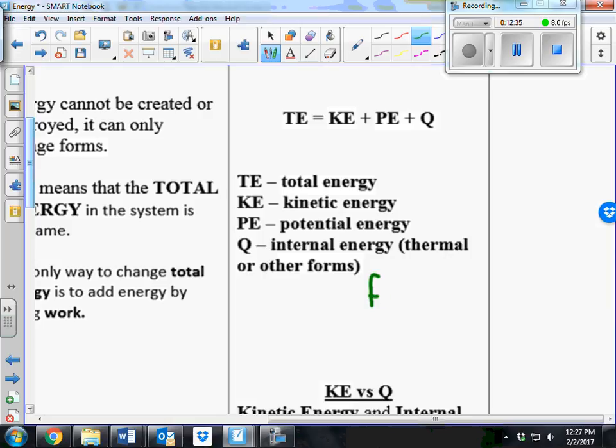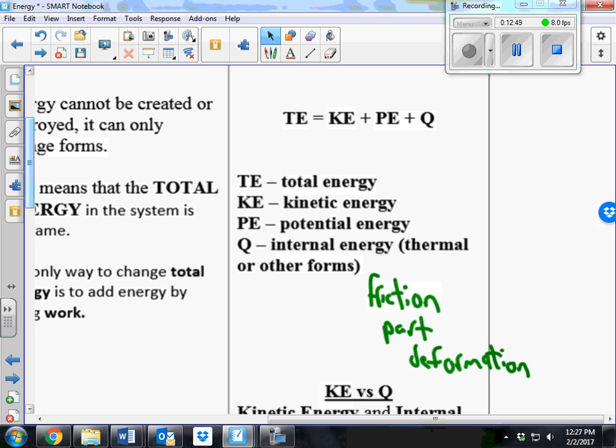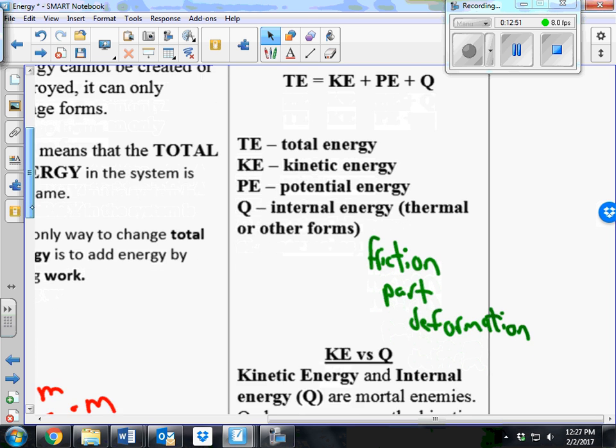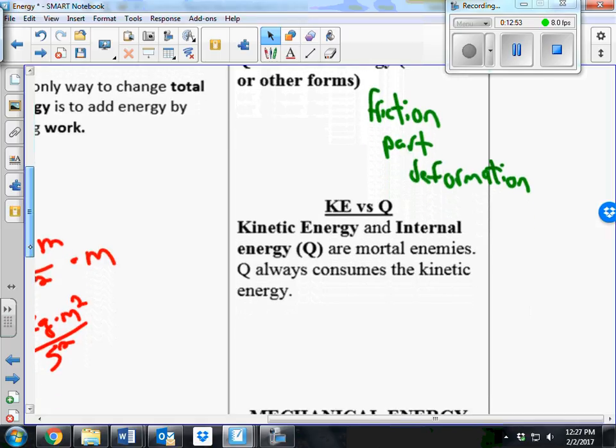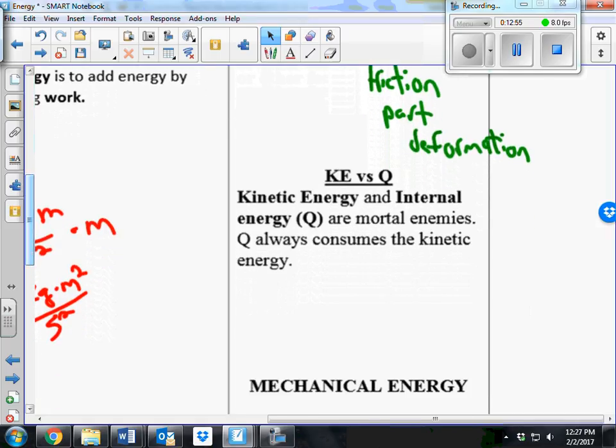So like when I drop a ball, friction and part deformation. Good word, deformation. Anyways, so from the part deforming or friction, we lose energy, and it just changes forms. We never lose that total energy. It just kind of changes into a form we can't easily get back.